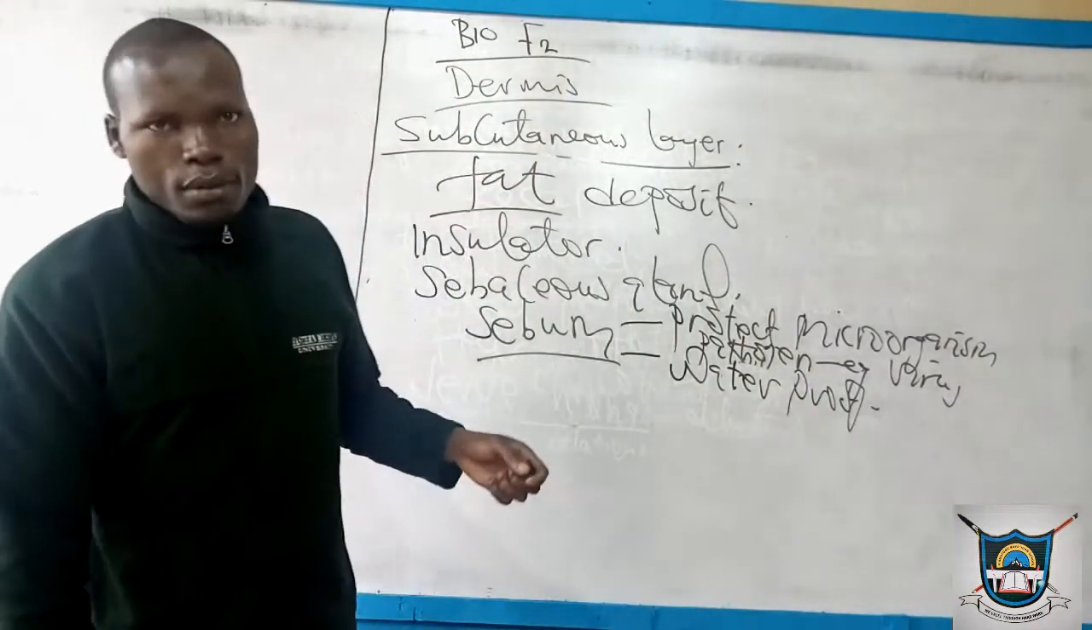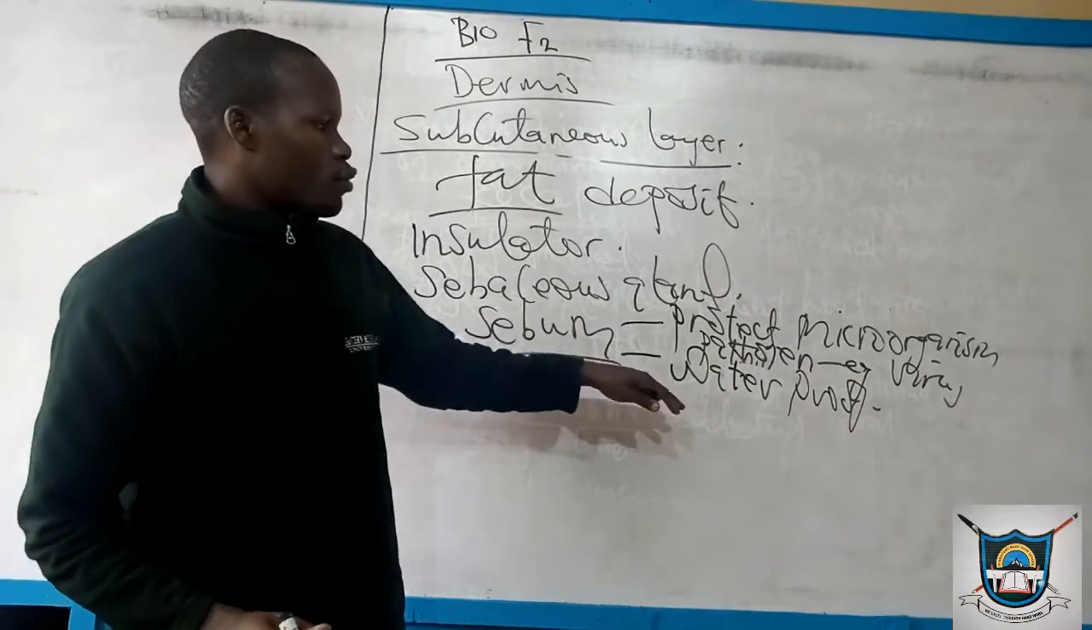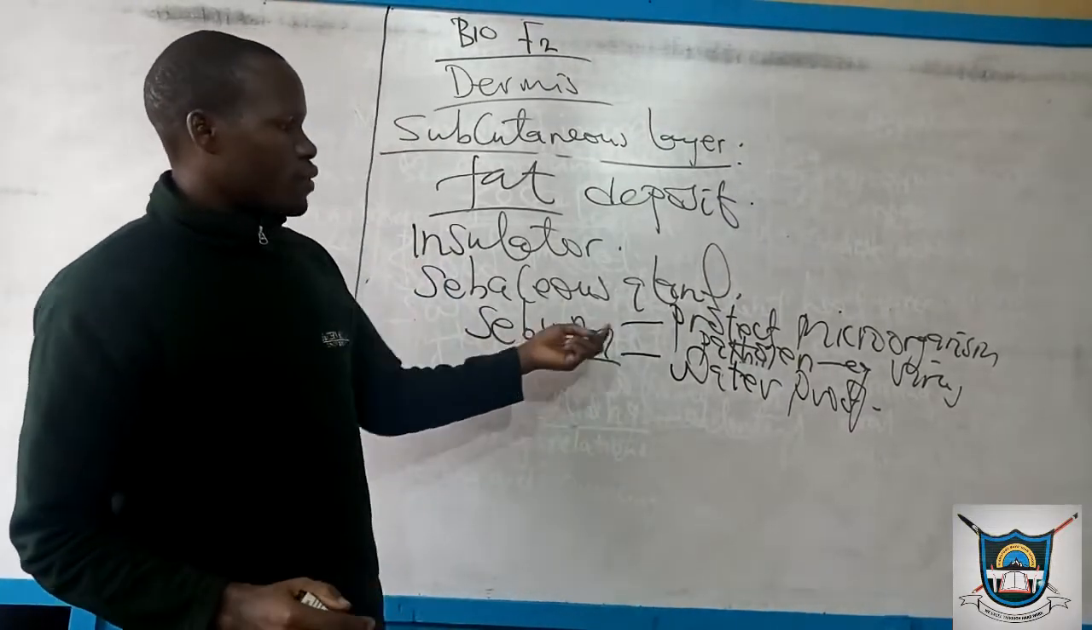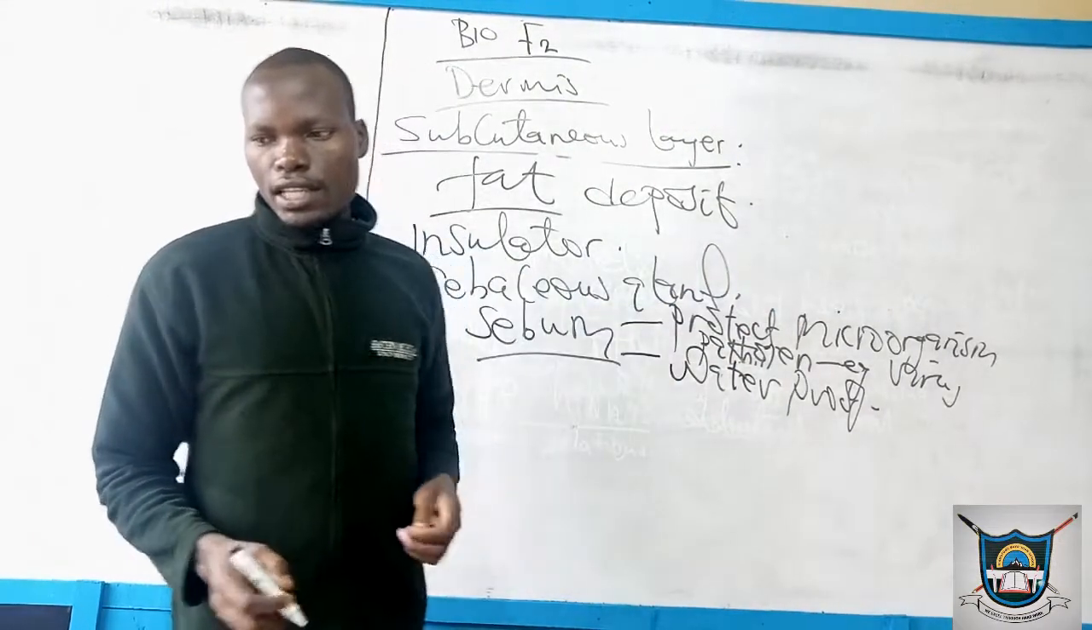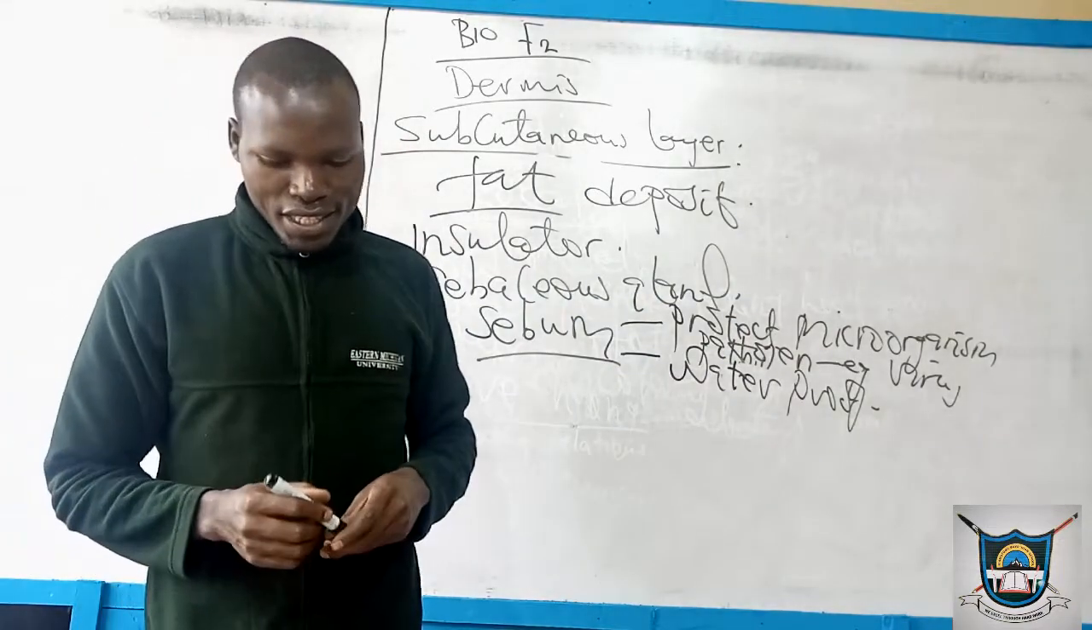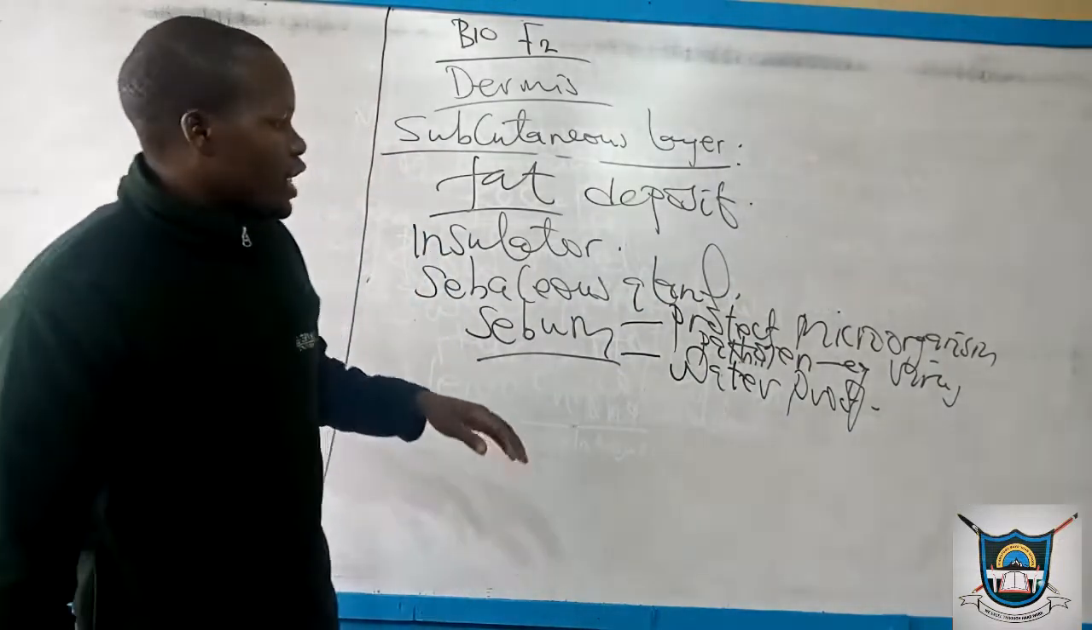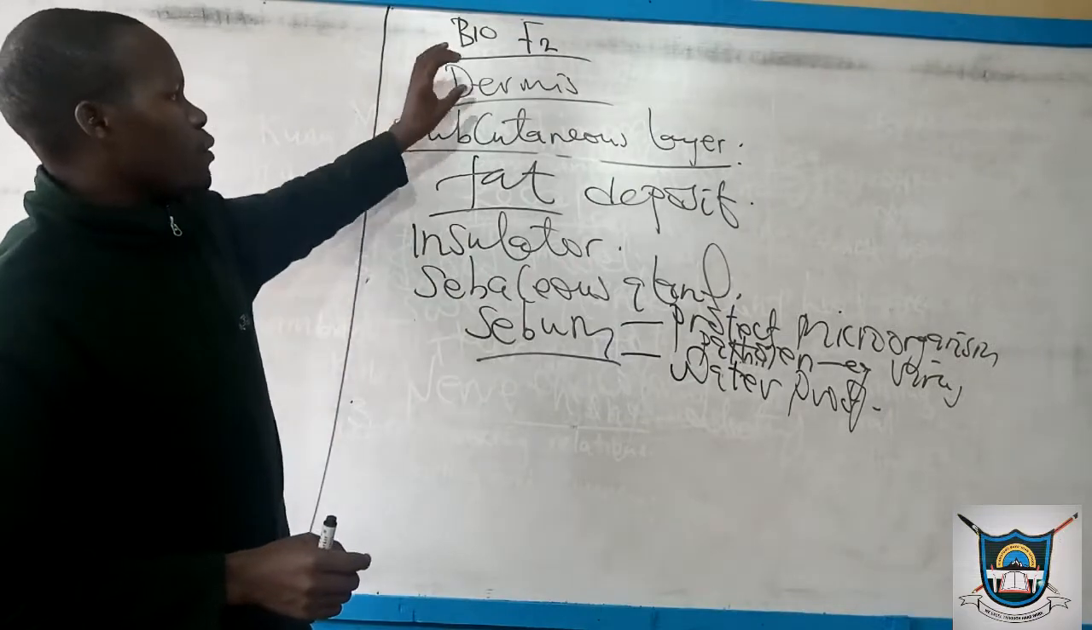We are saying that the sebum makes the skin waterproof, and the other function of it, as you have seen, is that it protects against the entry of microorganisms into the body. Now this becomes the last layer within the dermis.